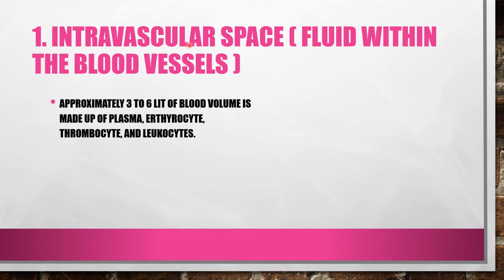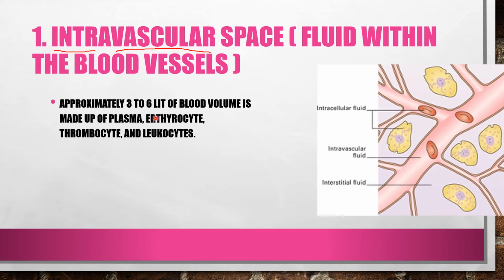The first one is intravascular space. What is meant by intravascular? Intra means inside. Vascular means veins or blood vessels. That we can call intravascular. Clear? Here approximately 3 to 6 liters of blood volume is made up of plasma, erythrocytes, thrombocytes and leukocytes. These are all blood products.